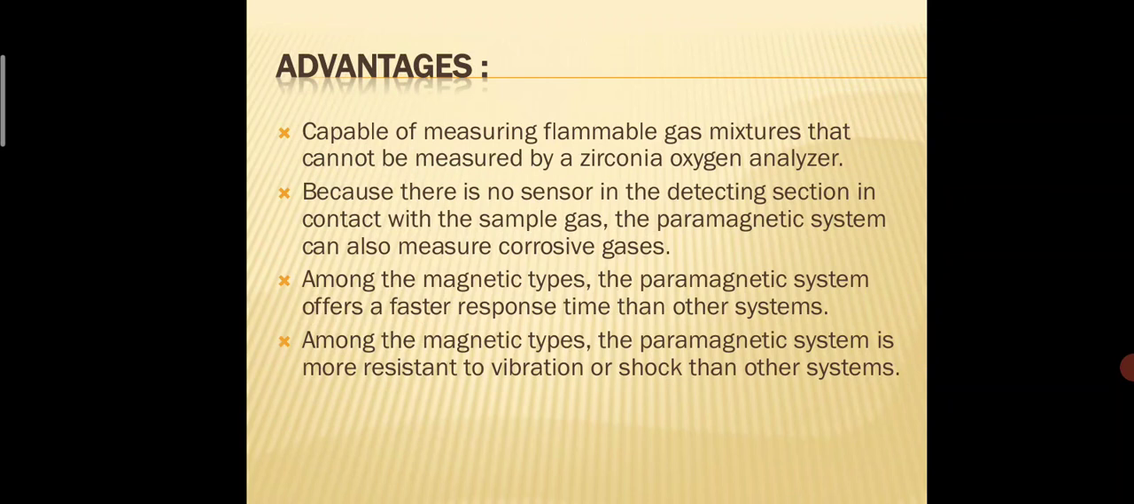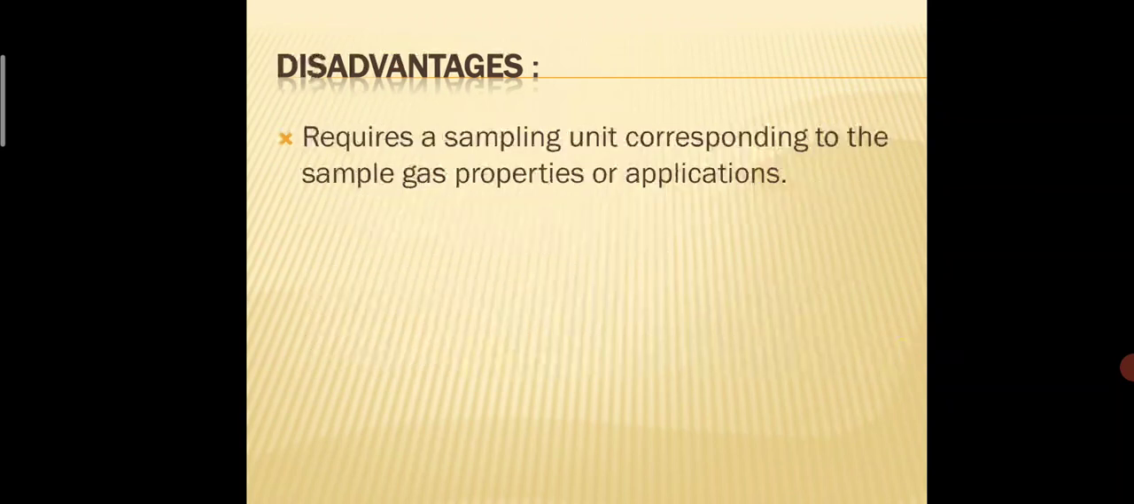Among the magnetic types, the paramagnetic system offers a faster response time than other systems. Also, the paramagnetic system is more resistant to vibration or shock than other systems. These are the advantages of this paramagnetic system. Next we go for the disadvantages. Because the sampling unit corresponds to the sample gas properties or application. These are the disadvantages of this method.